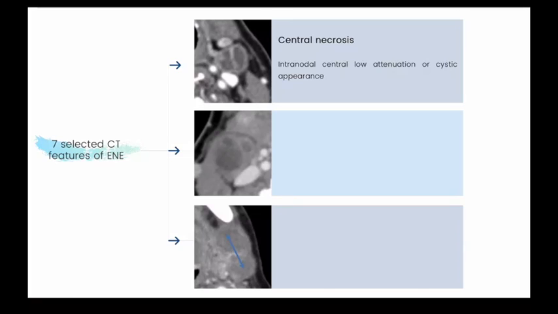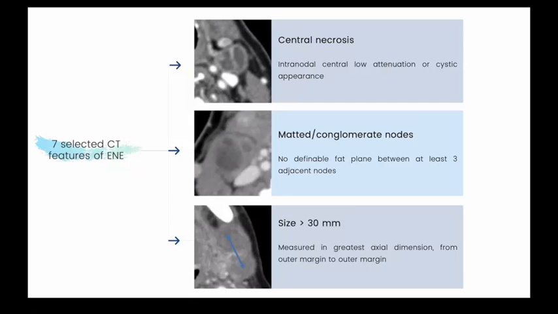Central necrosis can be seen on CT as a central region of low attenuation or even cystic appearance. Matted or conglomerate nodes are defined as a group of at least 3 adjacent nodes which lack a definable fat plane between them. Size was the last feature we examined, measured in greatest axial dimension from outer margin to outer margin.